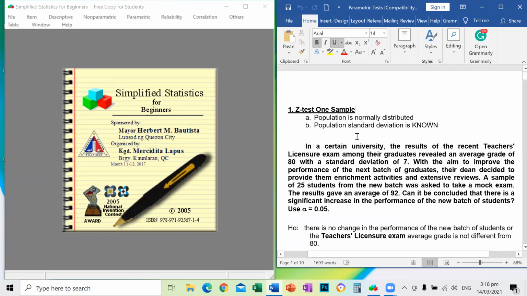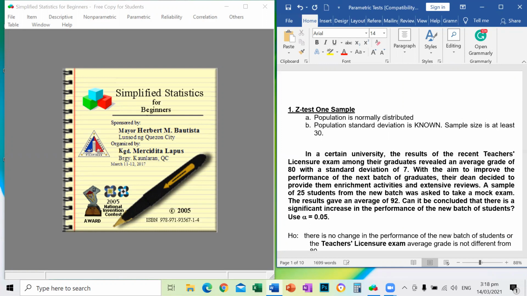What are the assumptions under this test? Letter A, population is normally distributed, and letter B, population standard deviation is known. To add another assumption, usually in applying Z-test one sample, the sample size is at least 30. Less than 30, we apply another test. We actually apply T-test one sample. So how do we use this software in getting the values for Z-test one sample?